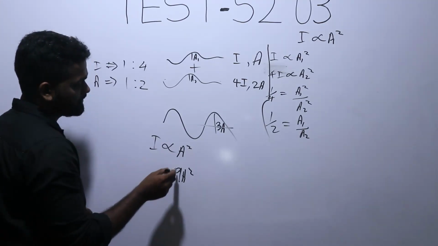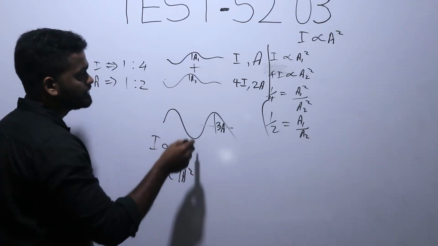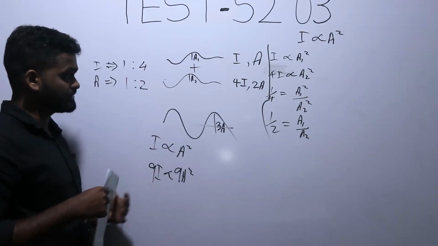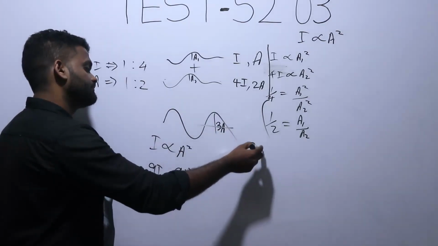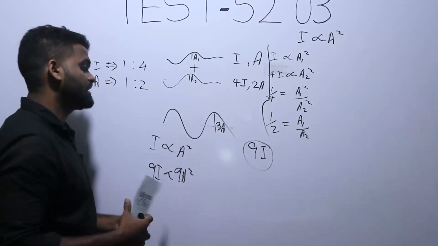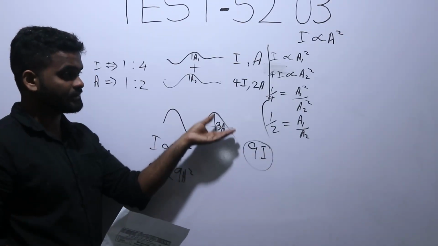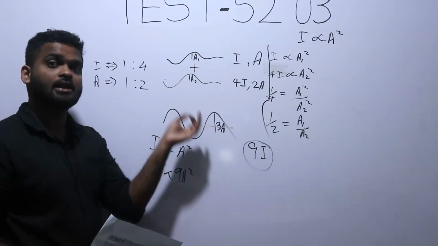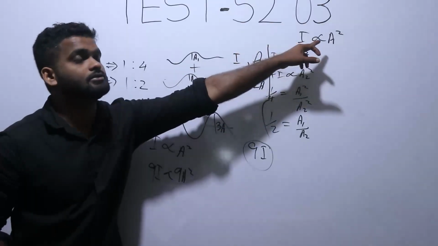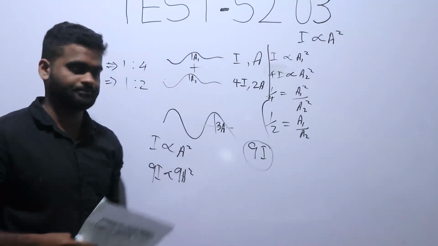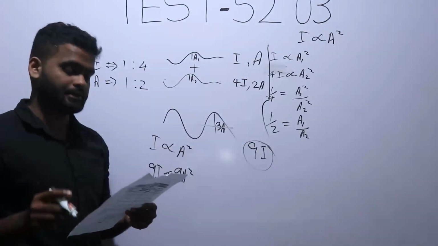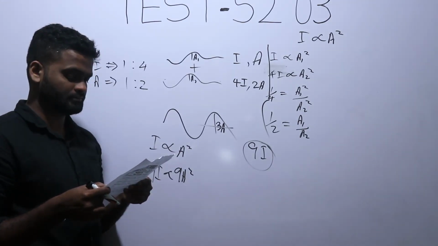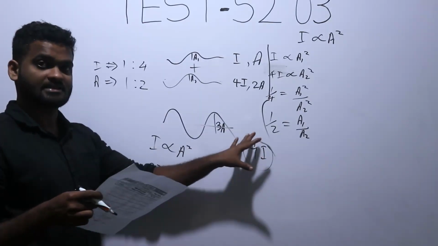What does it mean? Initially it is A squared. Now the intensity should be 9 times. Intensity should be 9 times for the superposition wave. So the answer should be 9I. If the amplitude is increased by a factor of 3, intensity should be increased by 9 times because intensity is proportional to amplitude squared. So the answer should be 9I. So that is the maximum intensity.